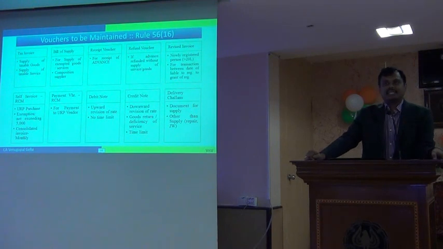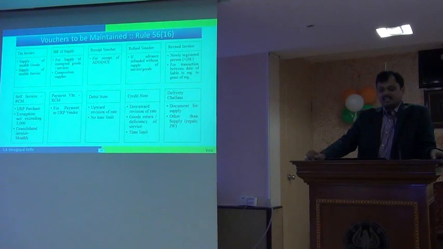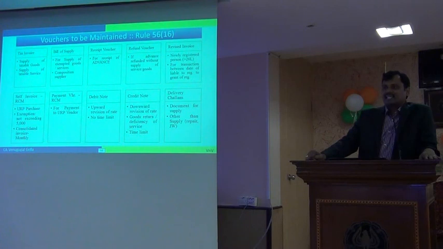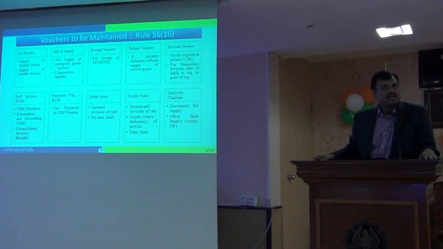Since documentation has come up, what does the Act give about documentation? These are the basic documents we all know: tax invoice, bill of supply, receipt voucher, refund voucher, revised tax invoice, self-tax invoice, payment voucher, debit note, credit note, delivery challan. A couple of points here. Tax invoice has to be used only for the taxable purpose. We cannot have an exempted supply in a tax invoice.